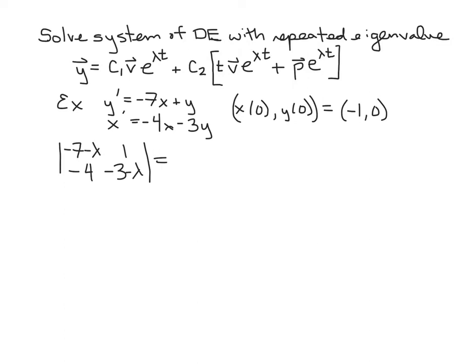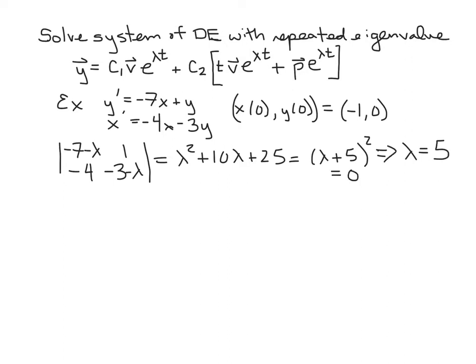So A minus lambda I. So the determinant of this is equal to, what have we got here? We've got a lambda squared. Then we've got a negative 3 times a negative lambda, that's a positive 3 lambda, and a negative lambda times a negative 7, it's a positive 7 lambda, so that looks like a plus 10 lambda. And then we've got a 21, and then minus a negative 4, so that's a plus 4, it looks like a plus 25. And then this can be factored into lambda plus 5 squared. So that means that our eigenvalue is negative 5, after we set it equal to 0.